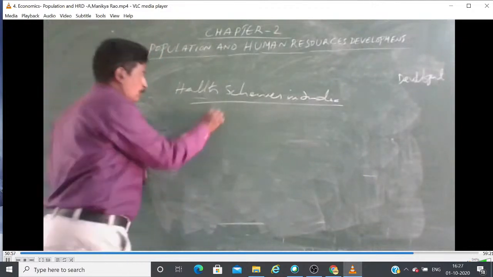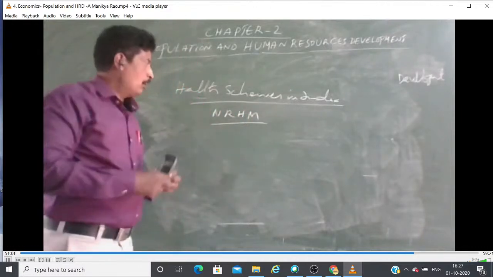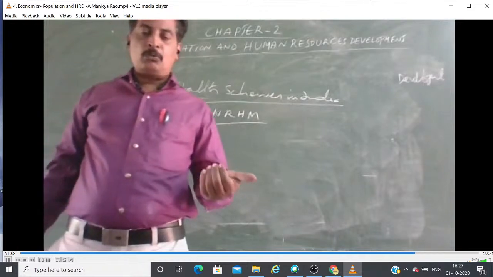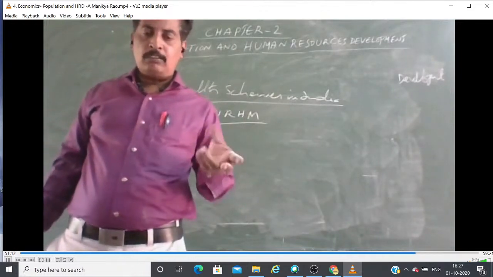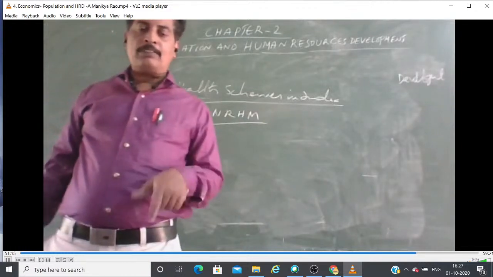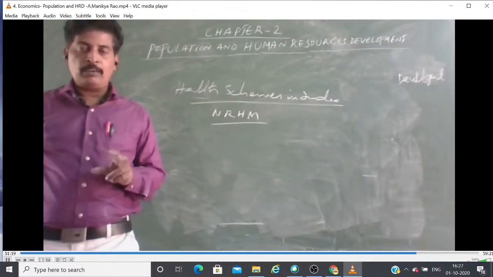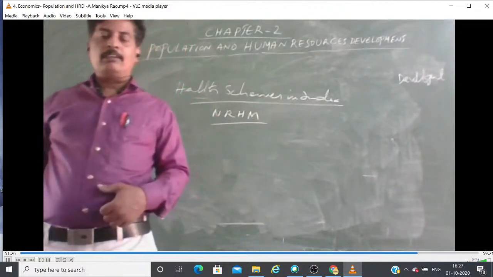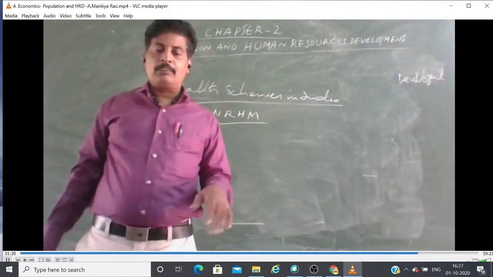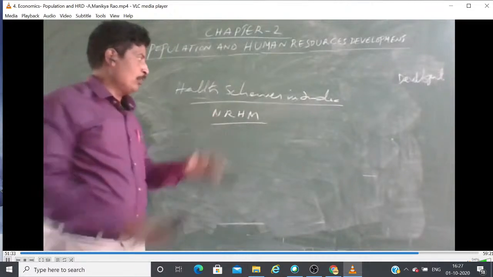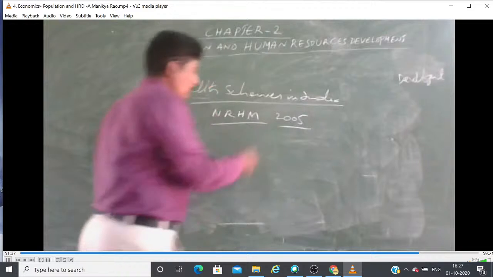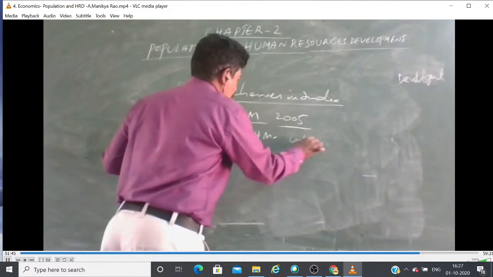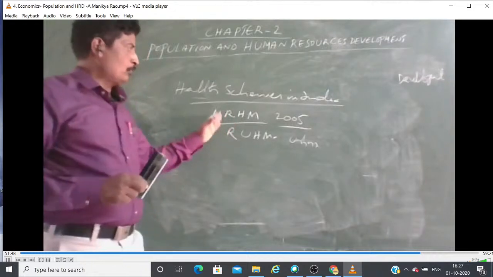National Rural Health Mission, NRHM, was introduced in India in 2005. Under this, the aim is to provide accessible, affordable and quality health services to rural India. In rural areas, the government extended NRHM. Whereas NUHM is for urban areas. Rural areas have the National Rural Health Mission.